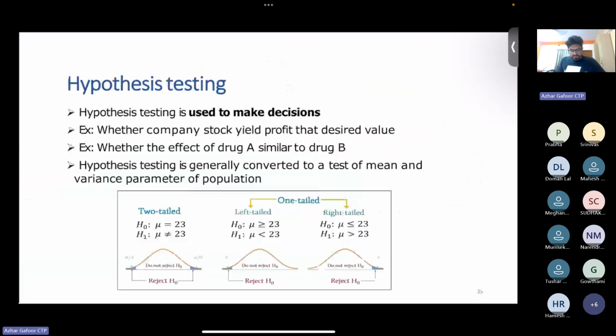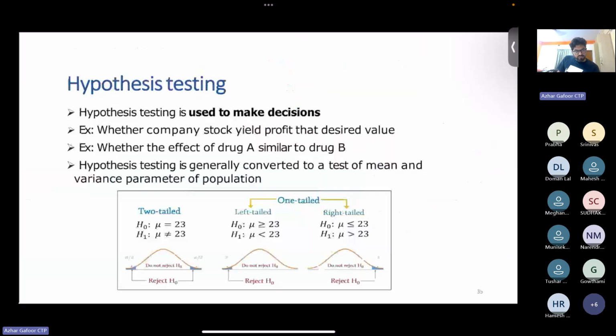Now, hypothesis testing. Hypothesis tests are used to make decisions. Like, should we invest in some company's stocks, or some other decision we want to make, we use hypothesis testing. Whether the effect of drug A is similar to drug B, and all those can be calculated by hypothesis testing.